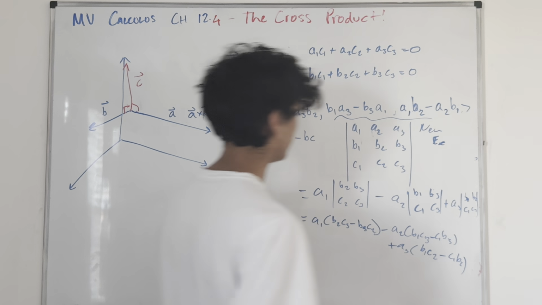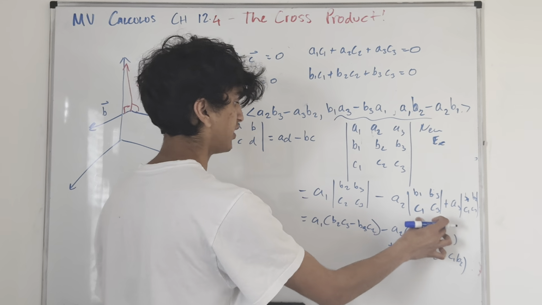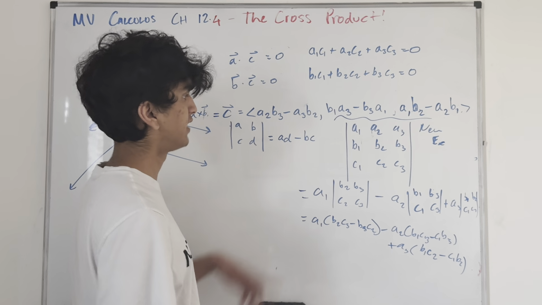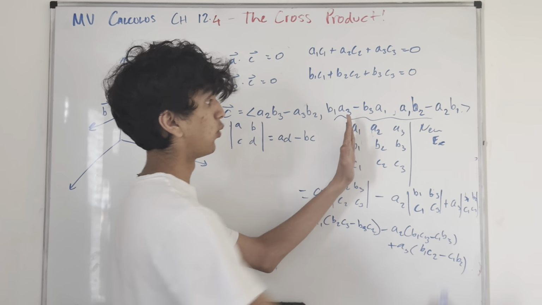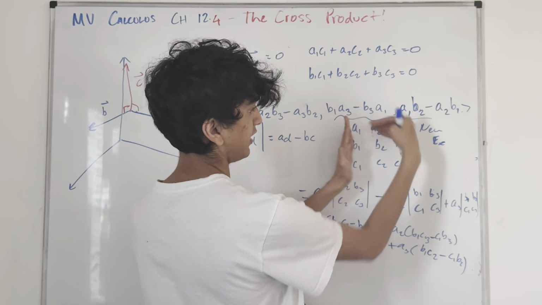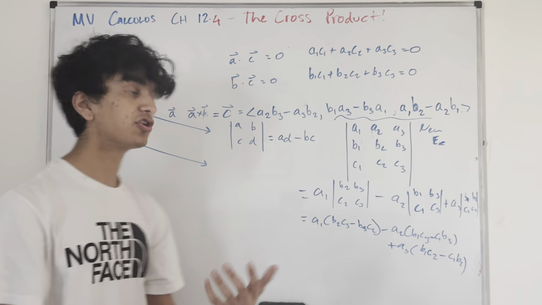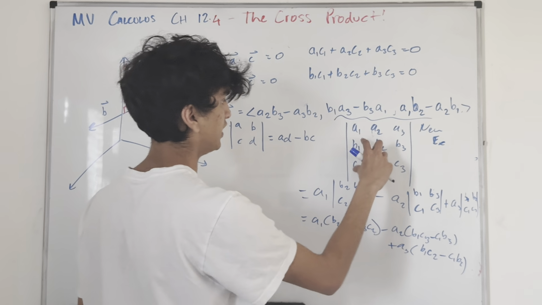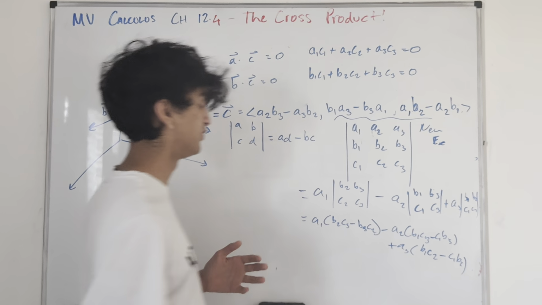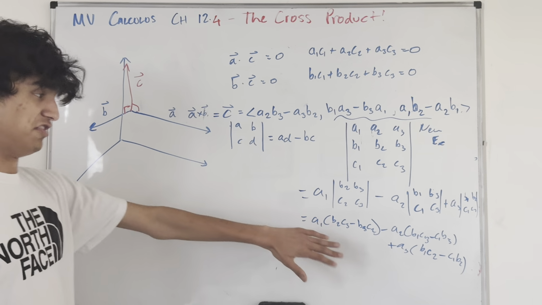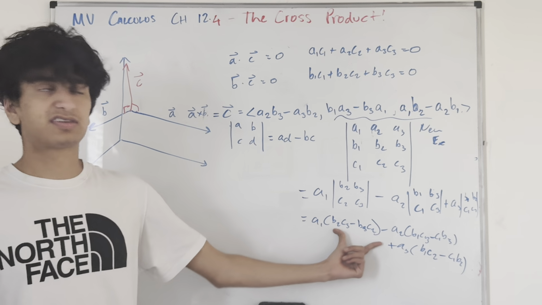And the way I determine what I'm taking the determinant of for A1 is, I take A1, I cross out the row and column it's in, and the remaining is what I'm taking the determinant of. For A2, it would be B1, B3, C1, C3. I cross out the row and column it's in.